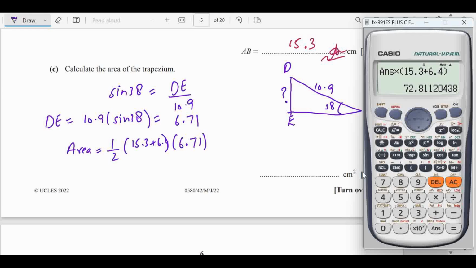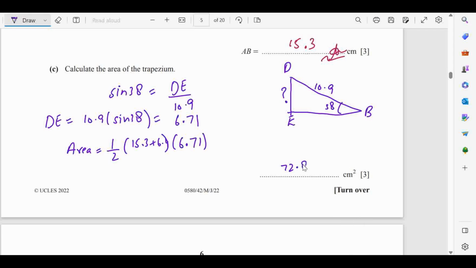So this will be equal to 72.81. 72.81. So this will be the final answer. Let's move to the next question.